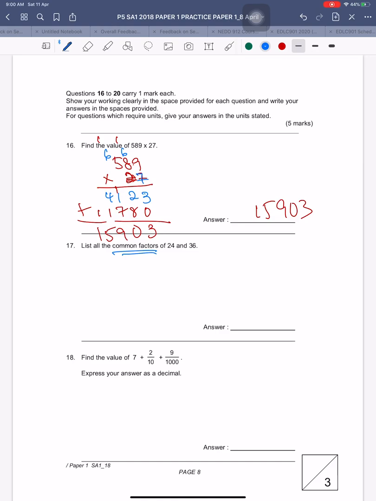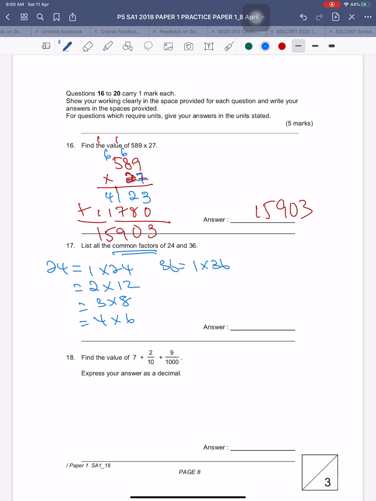Question 17. List down all the common factors. Some of you went to list down the common multiple. They want factors. So first thing, we have to list down all the factors of 24. So factors are 1 times 24. I told you, you start with 1 first. It's much easier. Then you increase the number. 2 times 12. 3 times 8. 4 times 6. 5, no, there's no 5. 6 times 4. You go back to this already. So let's stop.